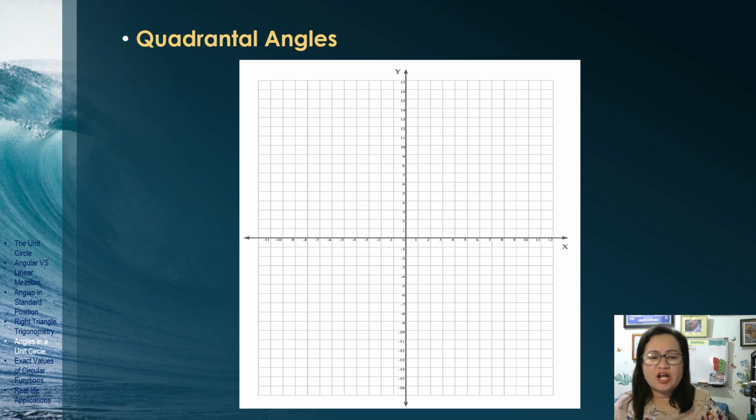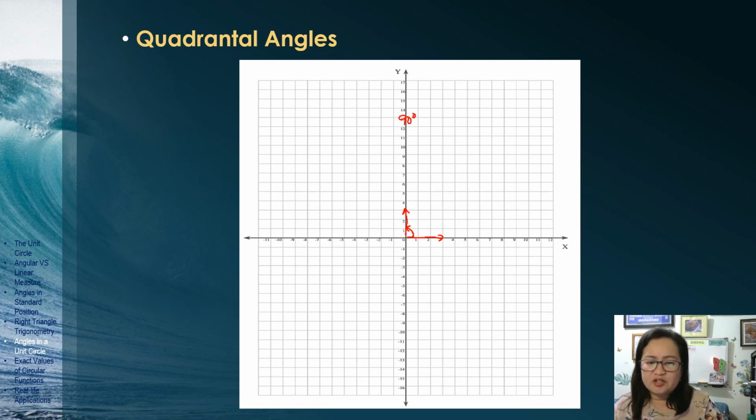Quadrantal angles are angles in standard position whose terminal side coincides with the x-axis or y-axis. So for example, we have here an angle measuring 90 degrees. Okay, the terminal side coincides with the positive y-axis. So an angle with a measure of 90 degrees is a quadrantal angle.